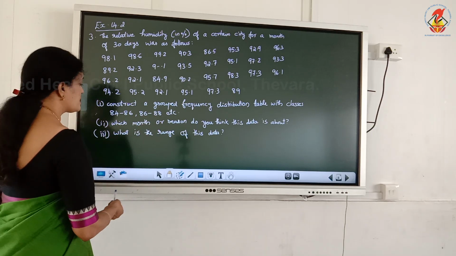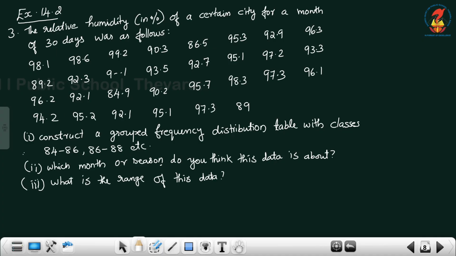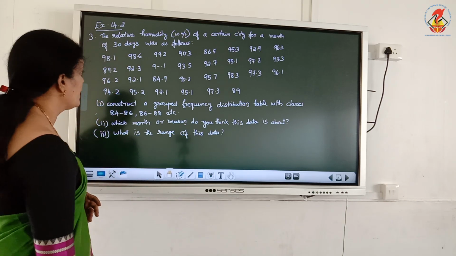Next, the second question: which month or season do you think this data is about? We can't write the answer directly. First you write it group-wise, that means the grouped distribution table. Then you can write the answer very easily. Next, what is the range of this data? This one also you can write.